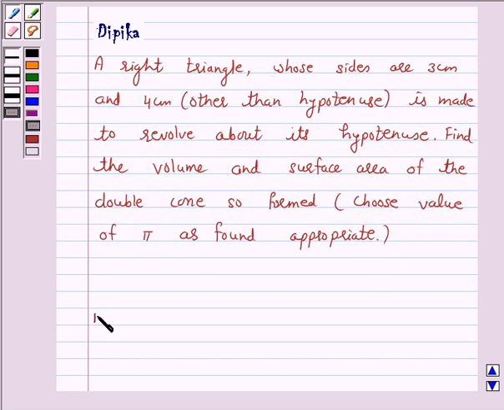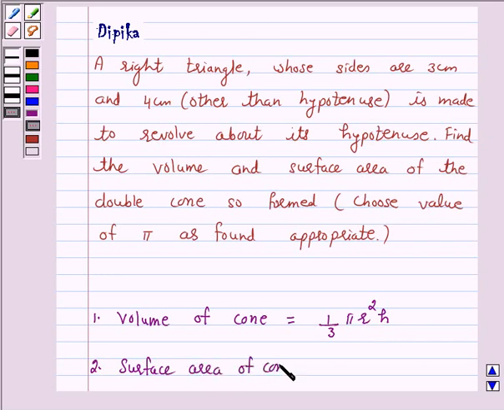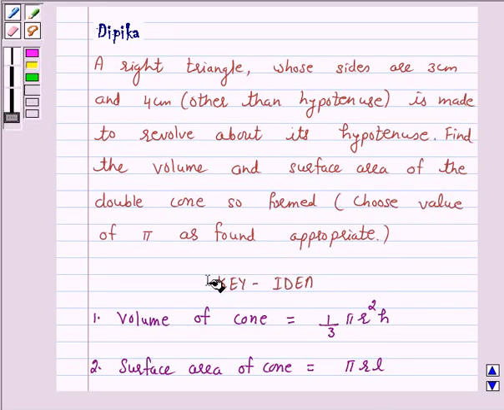Now we know that the volume of a cone is equal to 1/3 πr²h, where r is the radius of the base of the cone and h is the height. The surface area of a cone is 2πrl, where r is the radius and l is the slant height of the cone. So this is the key idea behind our question. We will take the help of this key idea to solve the above question. So let's start the solution.